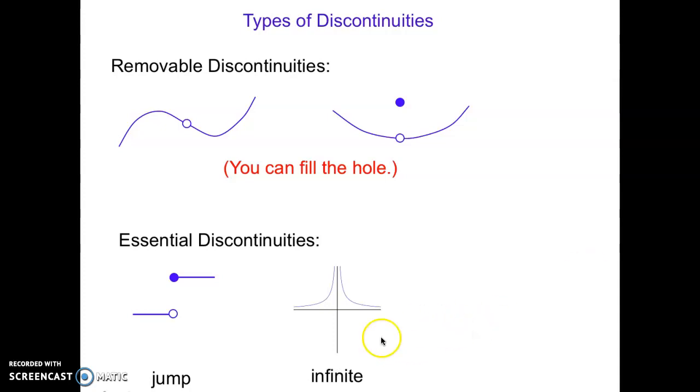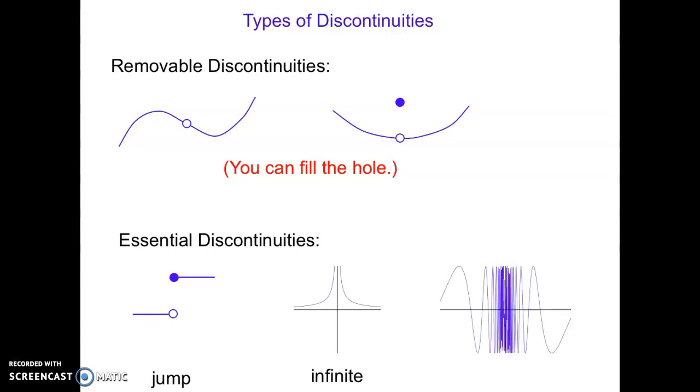The second type of essential discontinuity occurs when we have vertical asymptotes in a function, where the discontinuity is infinite. In other words, in this particular case, where I have the function y equals x to the negative 2, or 1 over x squared, I have a vertical asymptote at x equals 0, and I have what's called infinite discontinuity. I cannot fix that discontinuity. That's called infinite discontinuity.